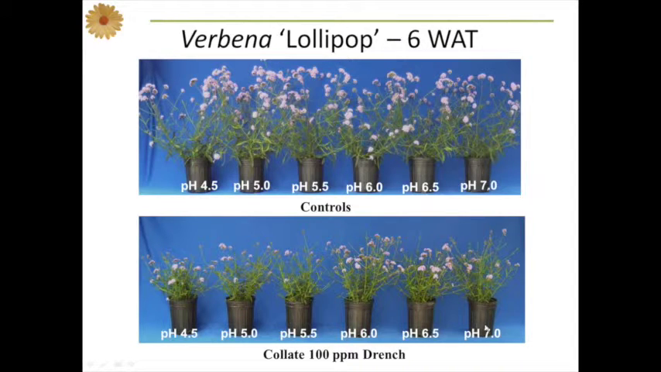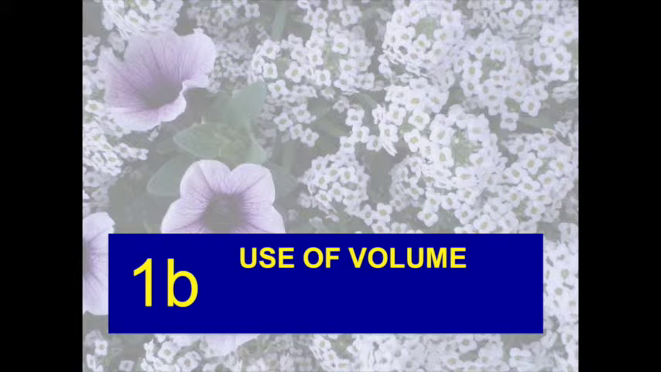I can tell you that over any pH range that we would normally grow at in the greenhouse, your Collate drenches will be effective. The degree of that effectiveness is going to depend a little bit on what that actual pH is. So you're going to need to work it out under your own conditions. Do your own trials. You'll hear that over and over again.